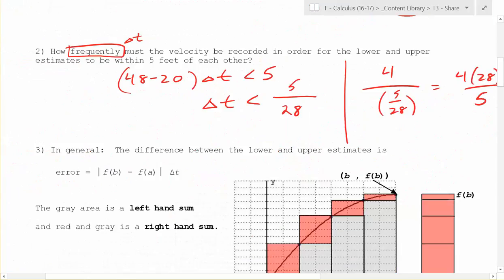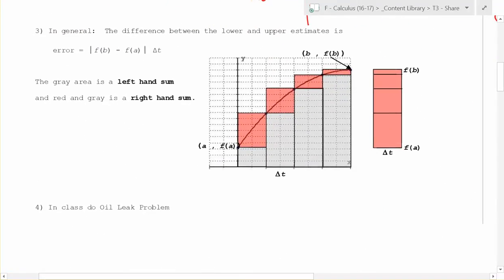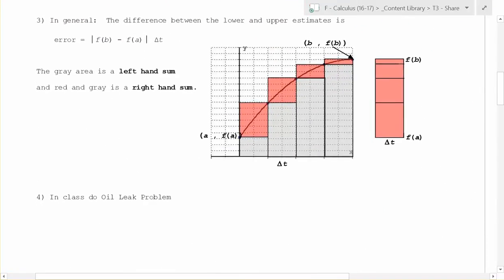So let's generalize this a little bit here. That function, I'm just taking out the values. This f of b, what was that before? It was 48. And what was f of a? 20. And what was delta t before? 1. This is now just generalized to any function. This value right here is x equals a, and this value right here is x equals b. All we're doing is generalizing it. What could that function f of b be? Any function.